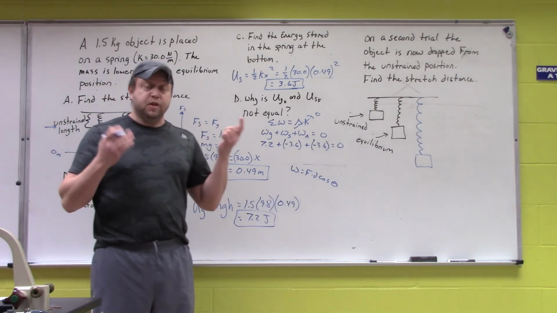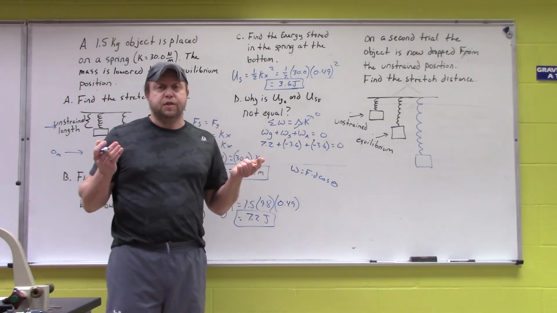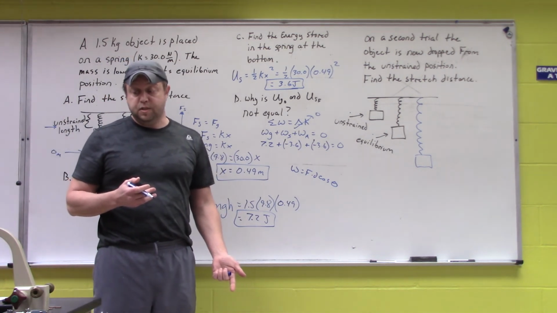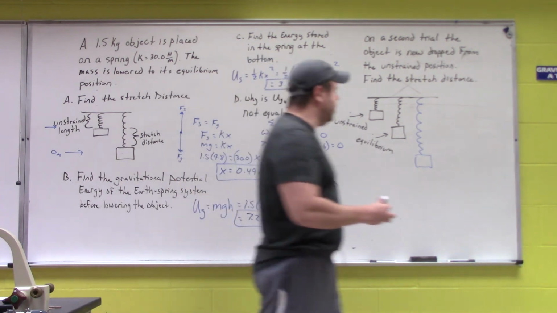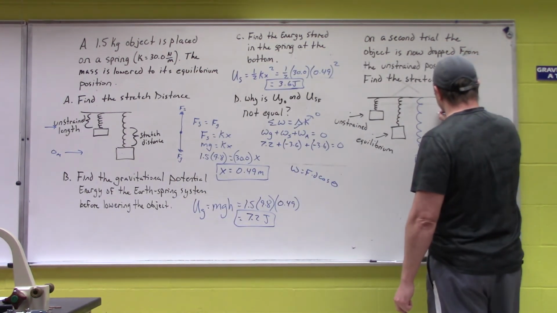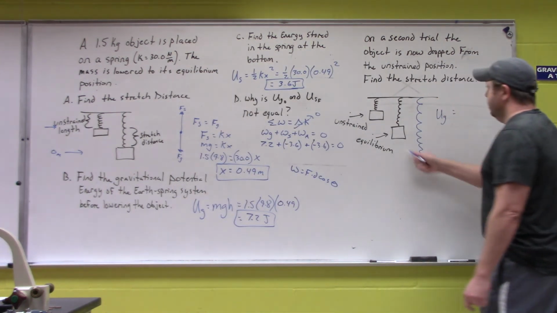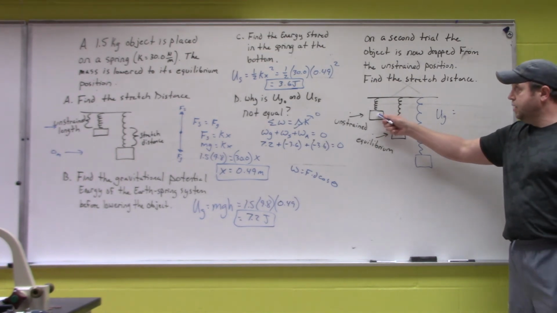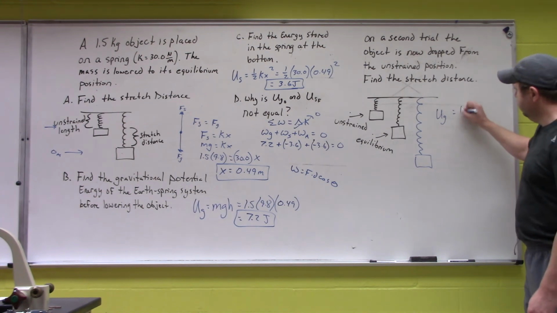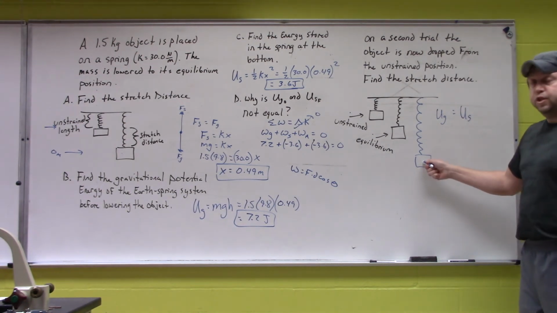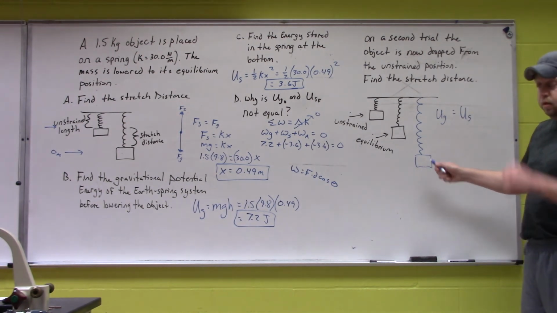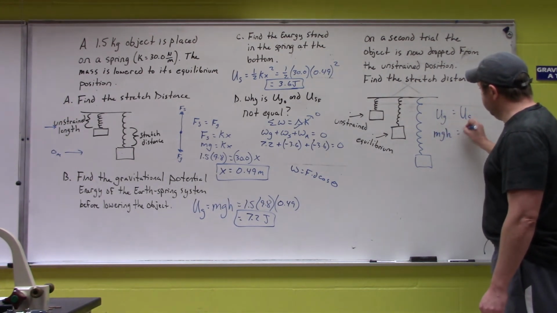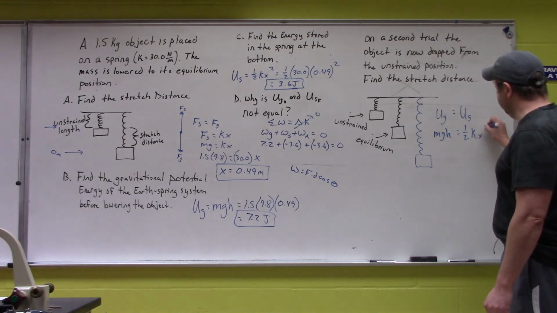At the top position, the object's not moving, so the kinetic energy is 0. At the very bottom position, the object's not moving, so the kinetic energy is 0. So what we can do is set up a conservation of energy equation and say that the energy stored in the Earth spring system here is equal to the energy stored in the spring at this point. So if we derive this equation out, mgh equals 1/2 kx squared.